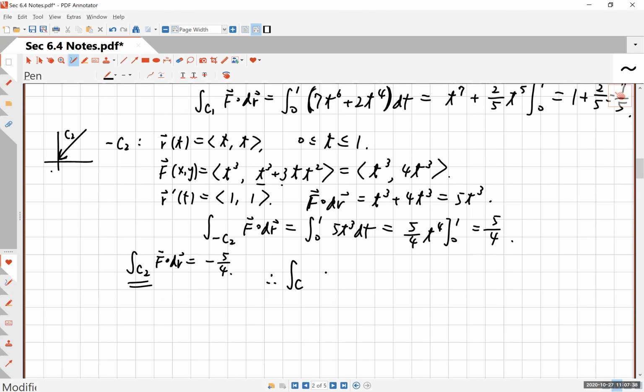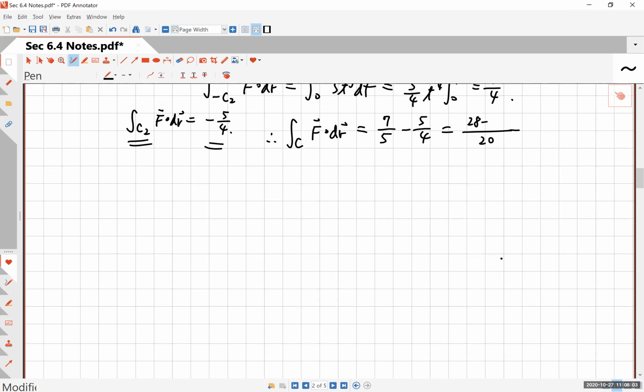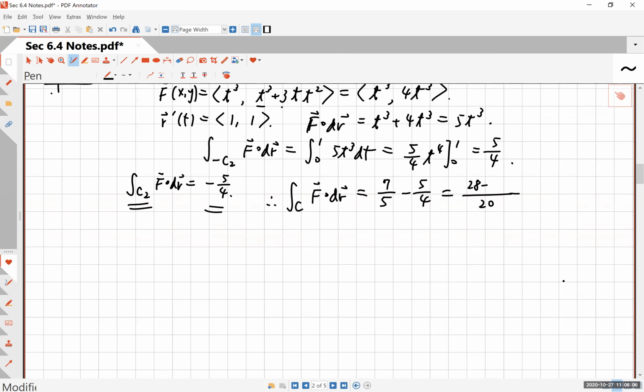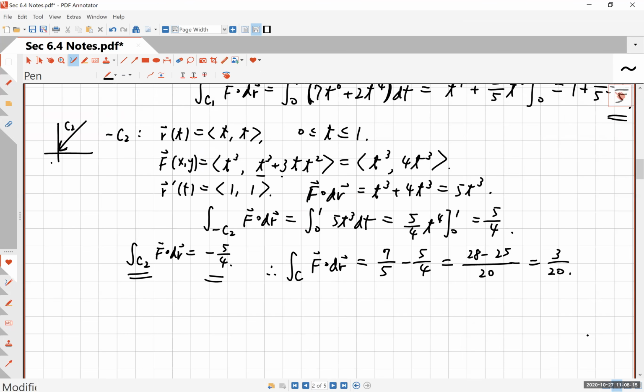All right, so the total work done on C is the sum of this number and this number. It's 7/5 minus 5/4. Maybe this is the hardest part for us, you know. Do you remember how to subtract fractions? Okay, well, let's see. I know I can do this. That's 2. Okay, so this is 28 over 20 minus 25 over 20, and the answer is 3/20. Okay, so that is the total work done by F along C1 joined by C2.